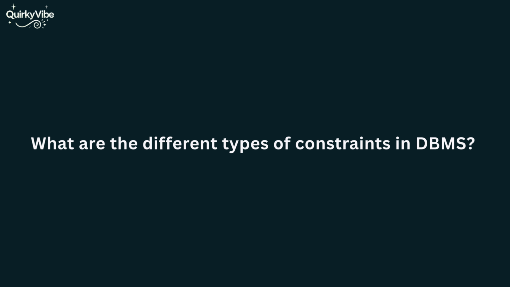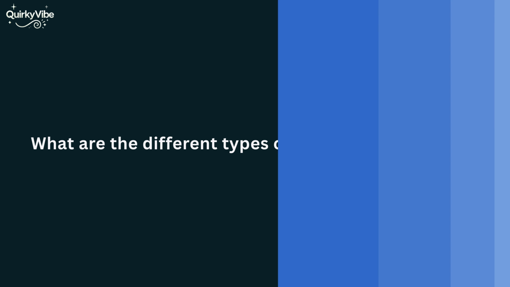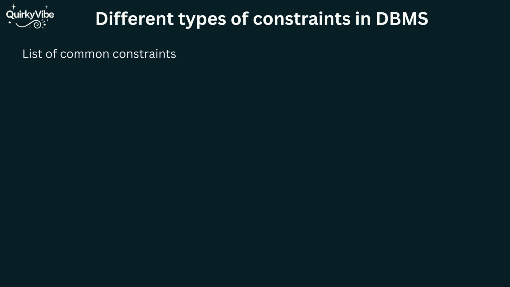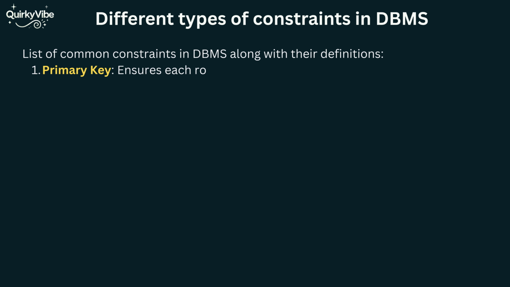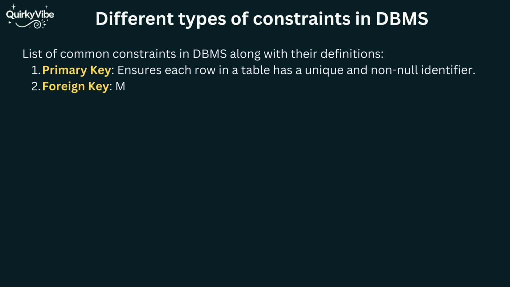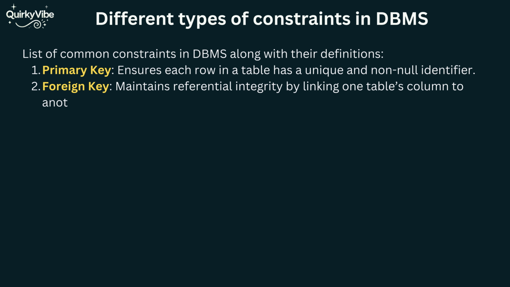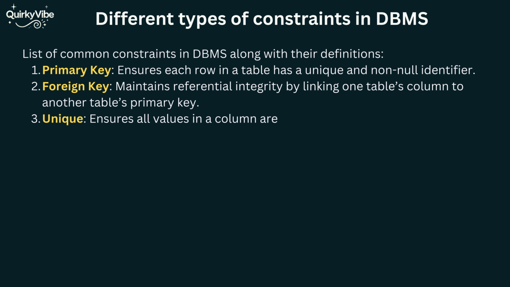What are the different types of constraints in DBMS? Here's a list of common constraints in DBMS along with their definitions. Primary key ensures each row in a table has a unique and non-null identifier. Foreign key maintains referential integrity by linking one table's column to another table's primary key. Unique ensures all values in a column are distinct, allows nulls unless restricted.